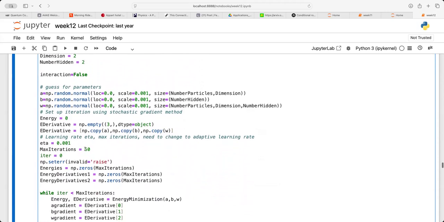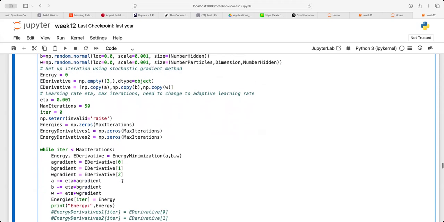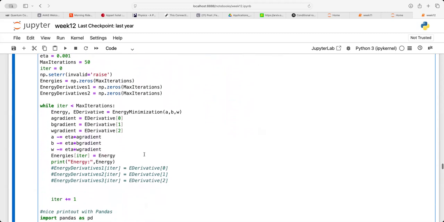I perform iterations. I have an eta, the learning rate, which I put to 10 to the minus 3. This becomes a parameter. You can make this more refined. You can use methods like Adam, root mean square propagation. You can use it with momentum and so on. And basically here, this is just a brute force implementation of a gradient descent with a learning rate, as we discussed in the previous codes.